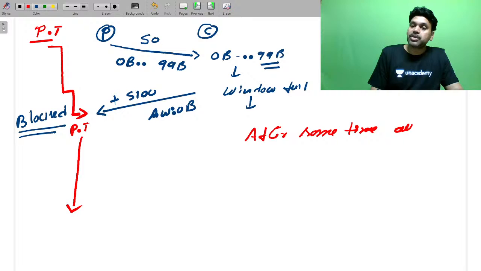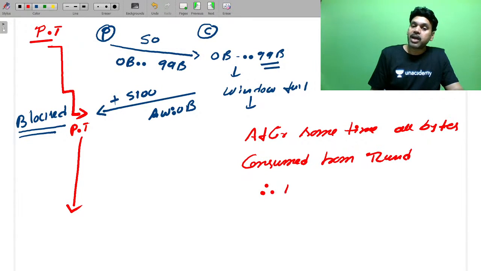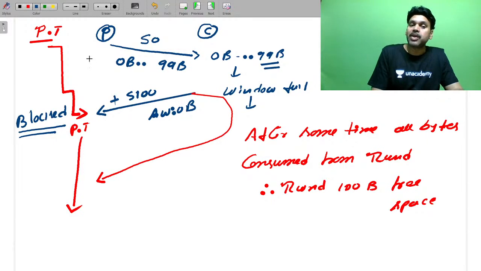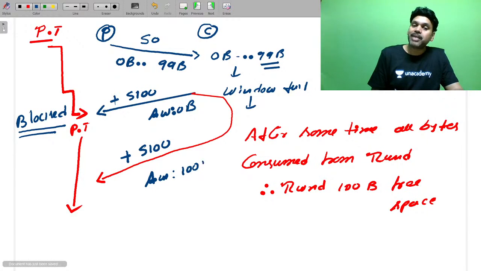all bytes are consumed from the receiver window. Therefore, RWND got 100 bytes of free space. So I will try to wake him up by advertising the same segment, because using that segment I made him sleep. Now I am giving the same segment S100. This time I am advertising I need 100 bytes.